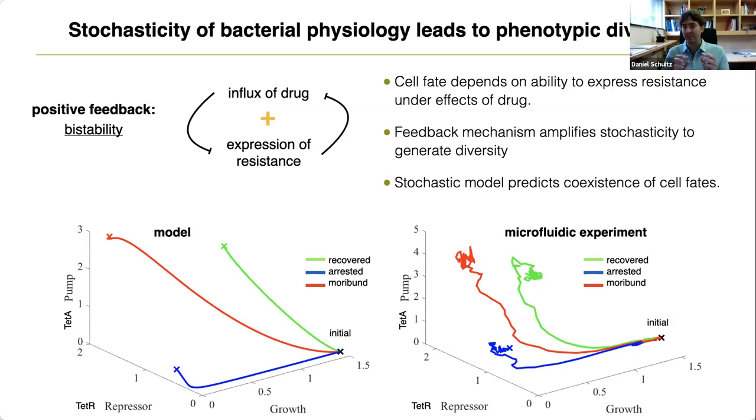So you can take the small variations and have divergent paths in these responses. This is just a comparison here of these trajectories. This is the fates that we see in the microfluidic experiment, and that is what we get from the model. So we can have a stochastic model of this that recovers this diversity that you see at the single cell level.